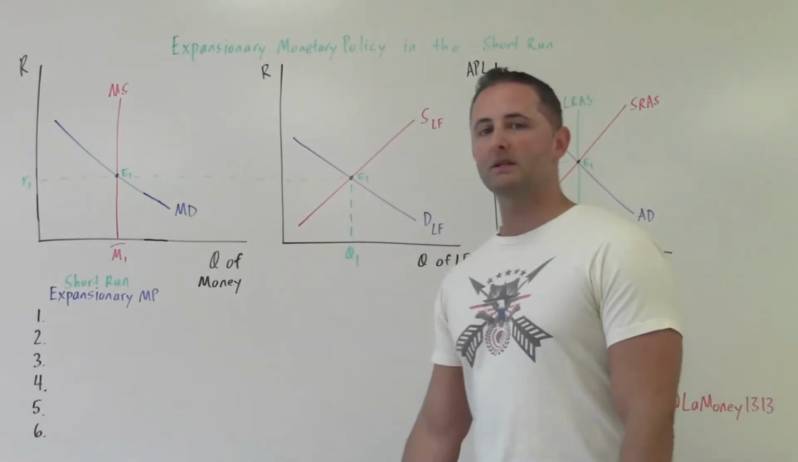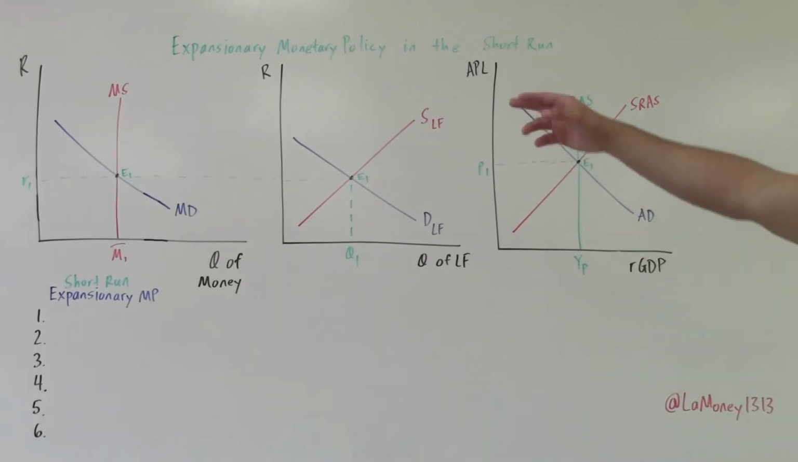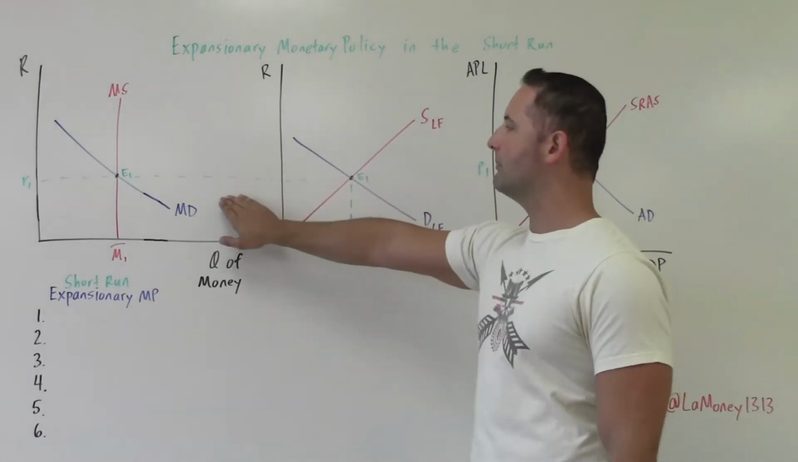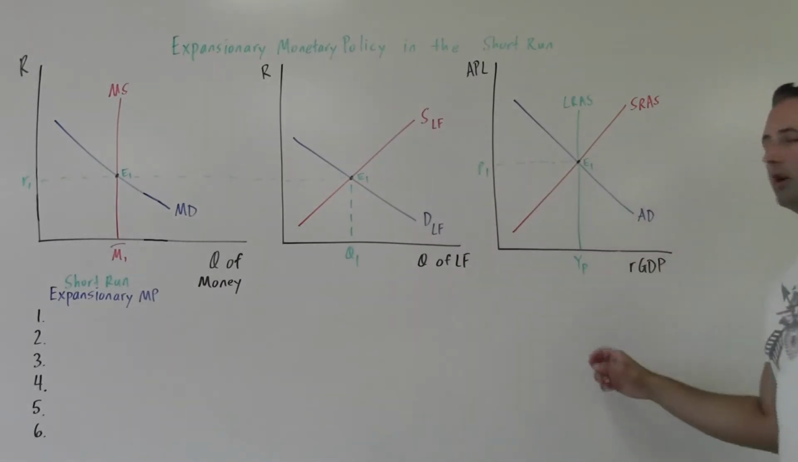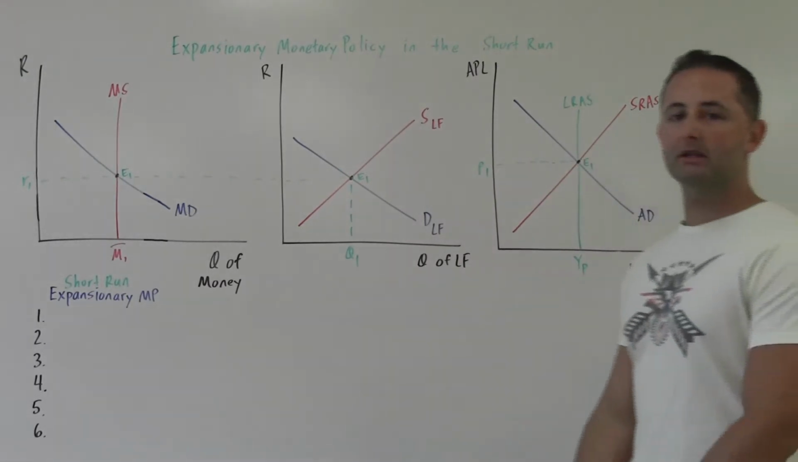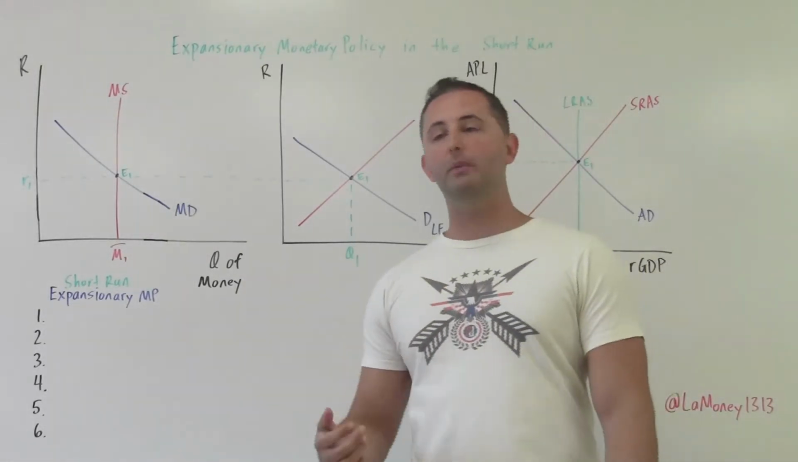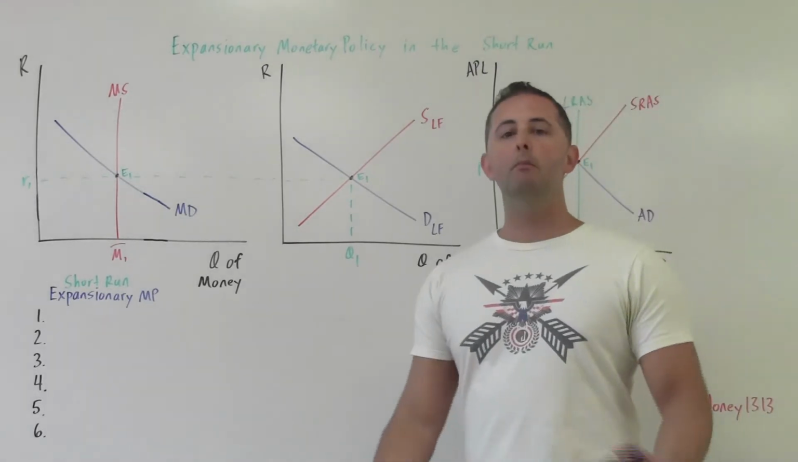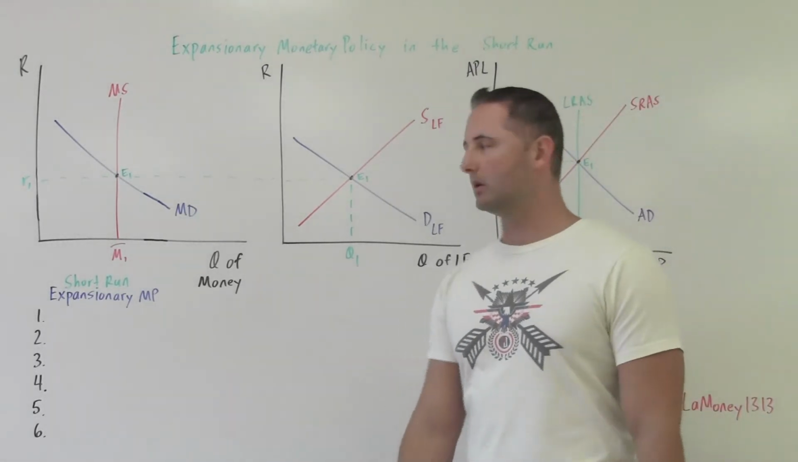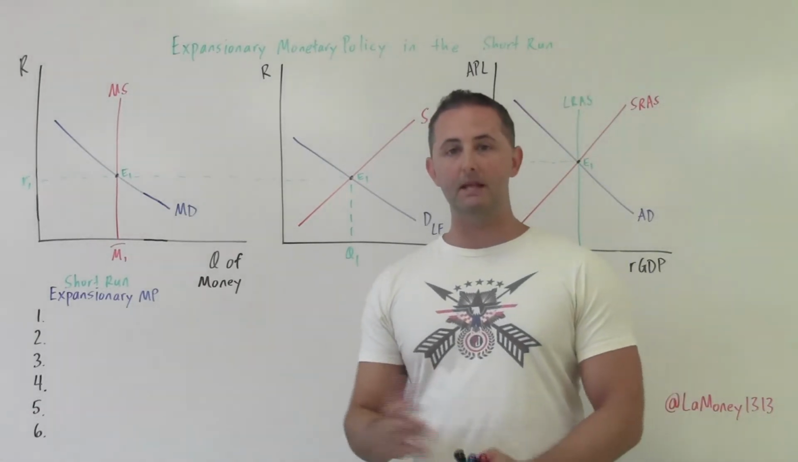Now you notice there are three different models here. We have, starting over here, our money market model, then we have our loanable funds model, and then we have our good old friend, the aggregate supply, aggregate demand model. What this really means is that they all three play a role in showing us what happens to expansionary monetary policy, both in the short run and also in the long run. So we do need all three models to answer this type of question.